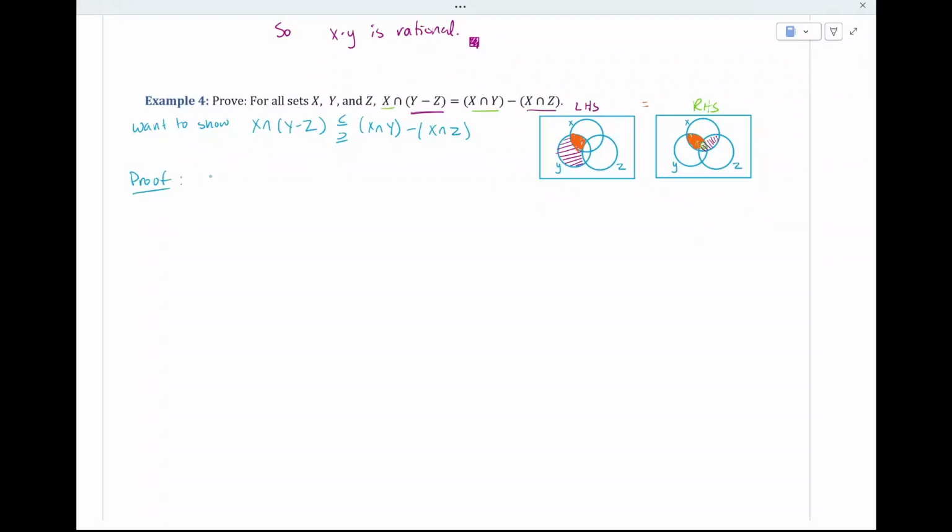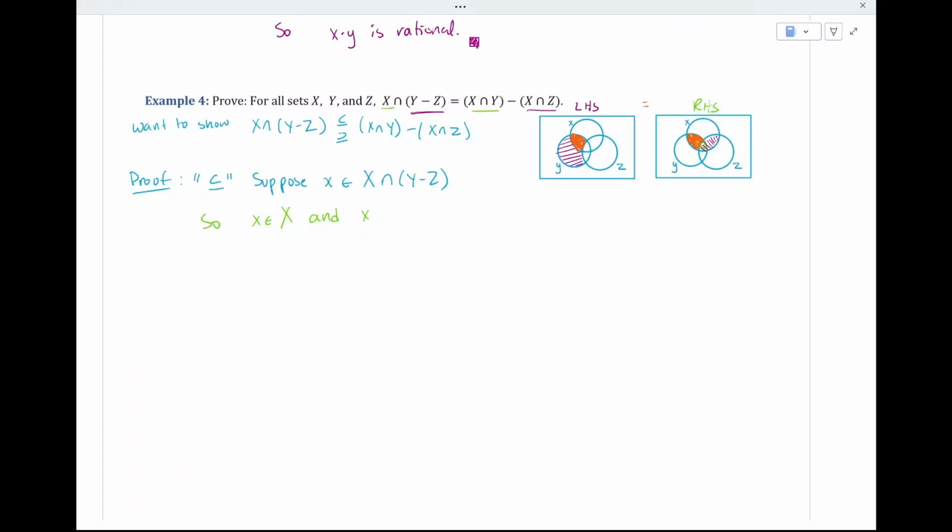So here in our proof, I'm going to show this direction first. I'm going to suppose that the left-hand side is true, that x is an element of X intersect (Y minus Z). And then, hopefully from that, I'm going to show that it's also an element of the right-hand side. Here we go. Since x is an element of X intersect (Y minus Z), or maybe I'll say so, because it follows from this right here.